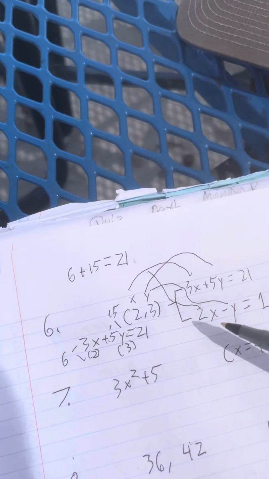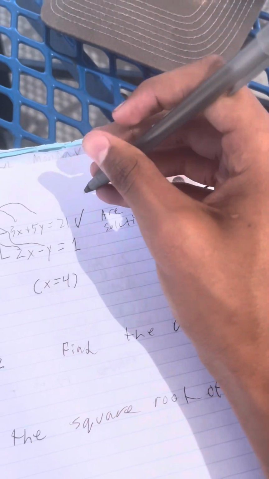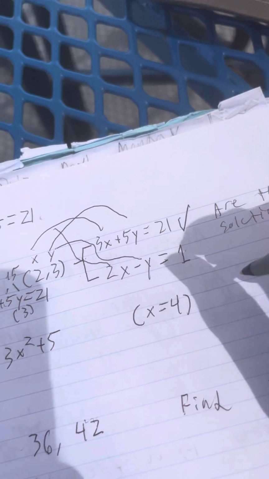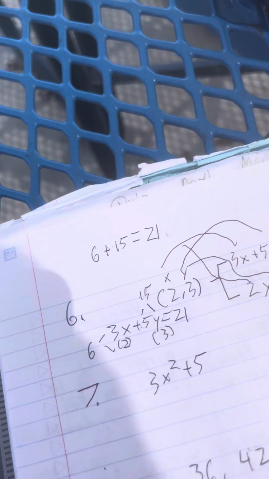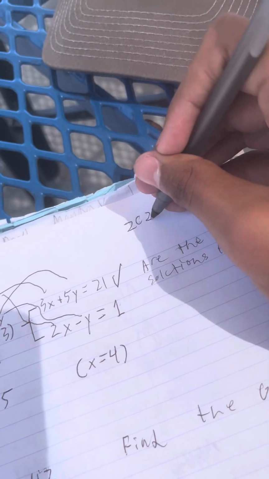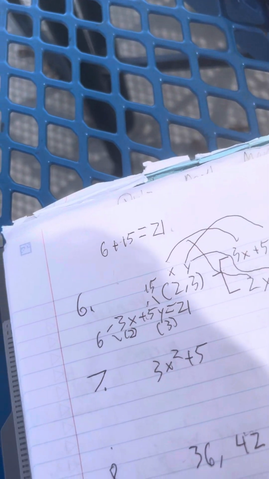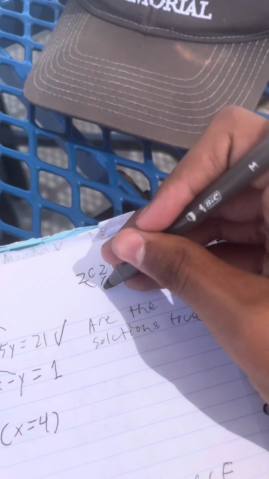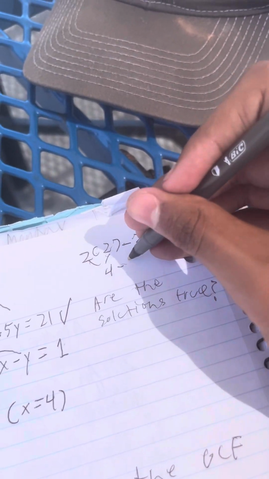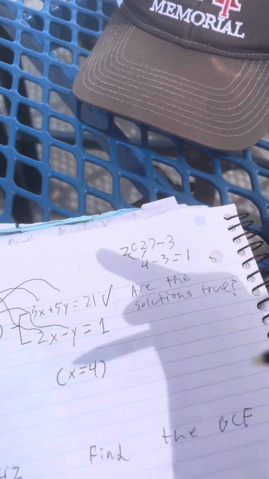Now, let's see if we have the same exact result for the second problem. So, the top problem is correct. 2x minus y equals 1. So, for x we have 2, so it's 2 times 2 minus y, which in this case is 3. So, let's multiply those together. Gives us 4 minus 3. Does that equal 1? Of course it does. If you do not understand this, you're stupid. Okay.